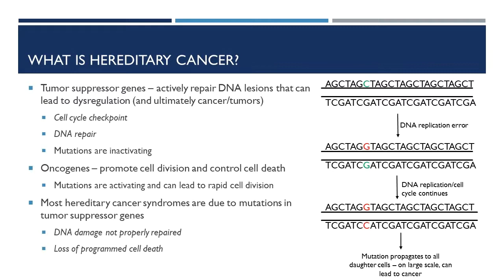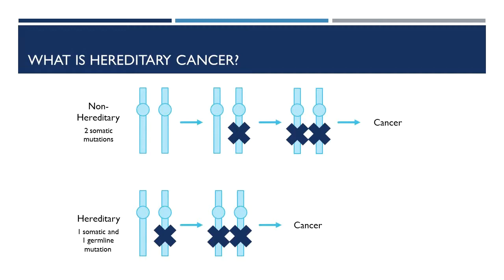Most hereditary cancer syndromes are due to mutations in tumor suppressor genes, and oncogenes are more likely to be mutated in sporadic cancers or tumors. The two-hit hypothesis of cancer causation proposes mutations in both copies of a gene regulating cancer growth are required to lead to cancer. In non-hereditary cancers, two somatic mutations occur in a tissue throughout the life of an organism that then leads to cancer. In hereditary cancers, the individual is already born with the first hit and only needs one somatic mutation in the other copy of the gene to lead to cancer.